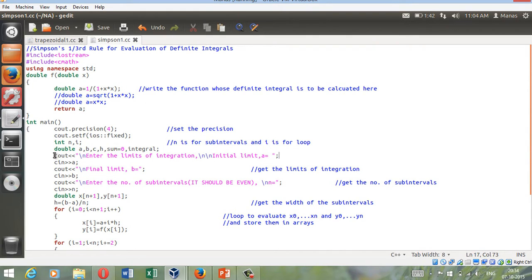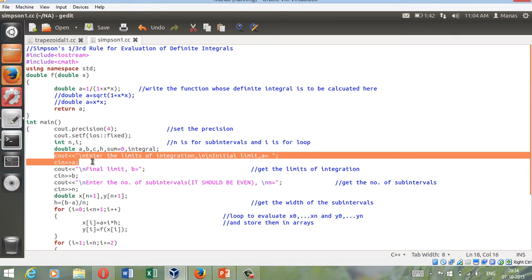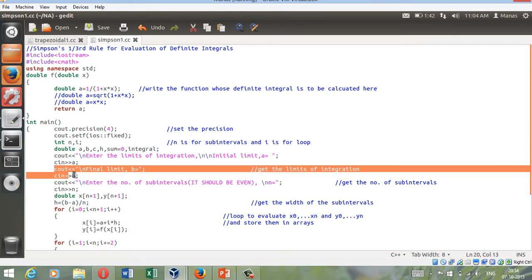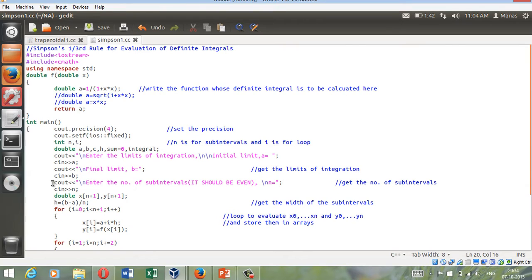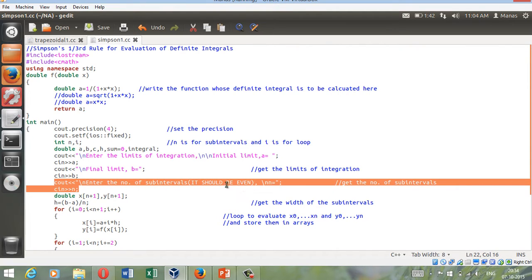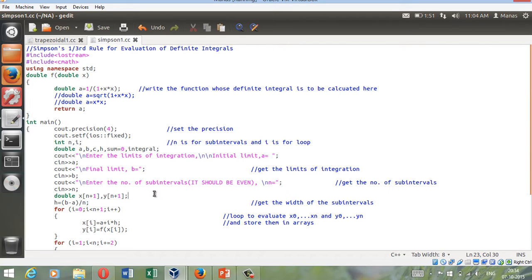Then you ask the user about the limits of integration, the initial limit a, the final limit b, and the number of subintervals, and mention in the code that the user should enter an even number of subintervals, otherwise the program just goes nuts. It's insane. And declare two arrays to store x and y, where y is your f of x essentially, and then you will be calculating h, which would be b minus a divided by n.